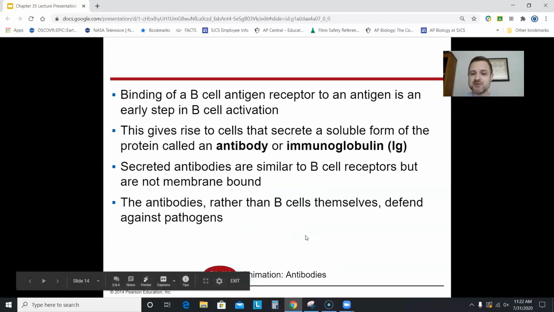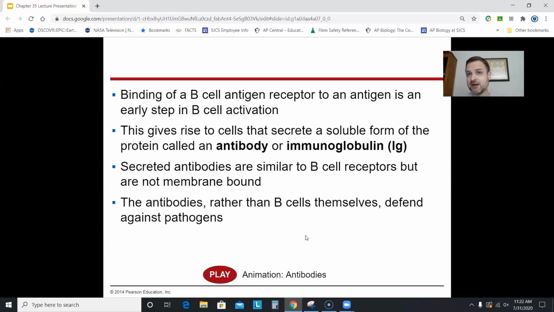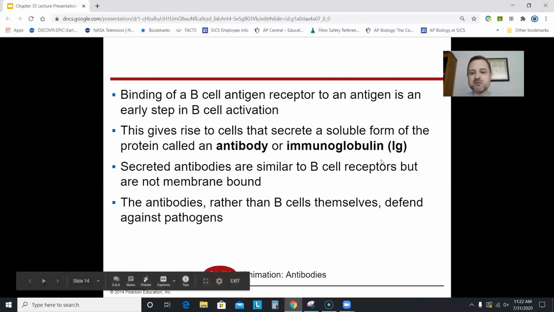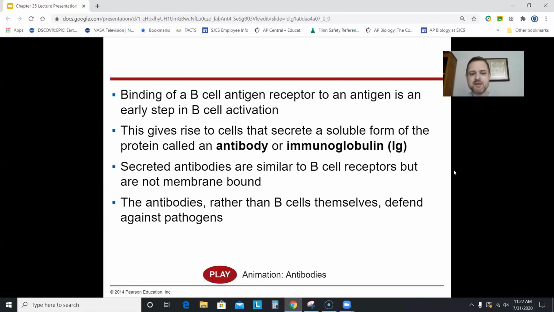So antigen receptors and antibodies are the same thing, except antibodies are free floating in the blood. Antigen receptors are attached to a B cell or a T cell, okay? This word immunoglobulin is just what you call the antibodies that are flowing through your blood, all right? Antibodies are like the receptors, but they're not membrane bound. What's important here is that the B cells themselves don't fight off pathogens. B cells produce antibodies, and the antibodies are what defend against pathogens, okay?